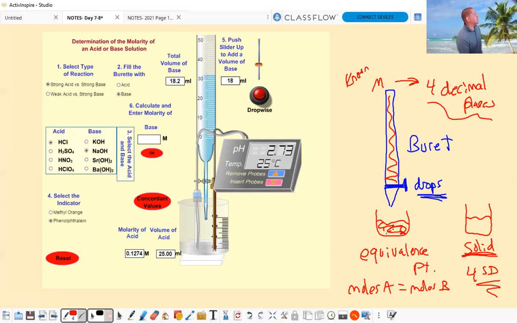But I also have a pH probe. So that's what this one is showing. So in the beginning, we filled the burette. You can see we added base, and the base we added was NaOH.